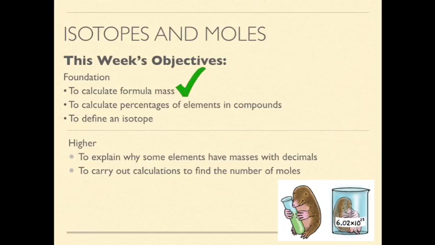Okay, so now we've managed to calculate the formula mass. We've calculated percentages of elements in compounds, we've defined what an isotope is, and we've explained why some elements have masses with decimals. The last thing we need to do is to carry out some calculations to find the number of moles.